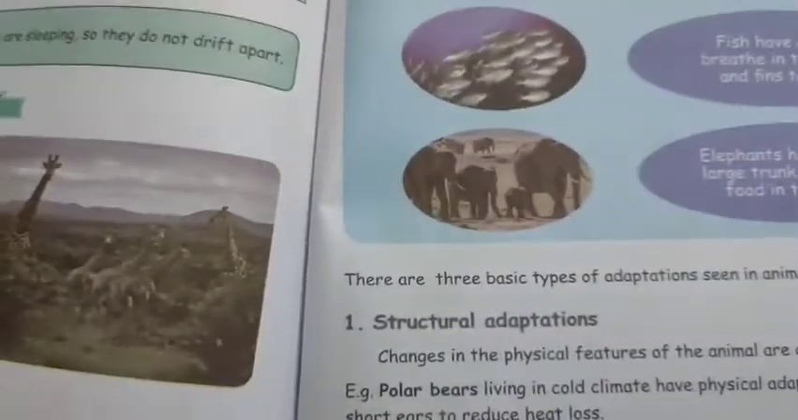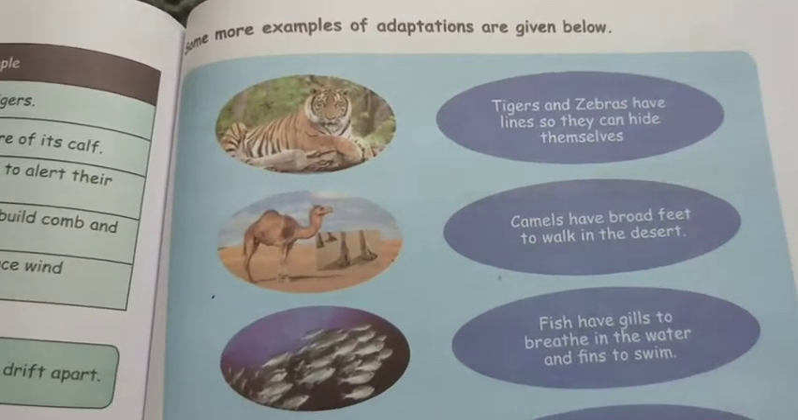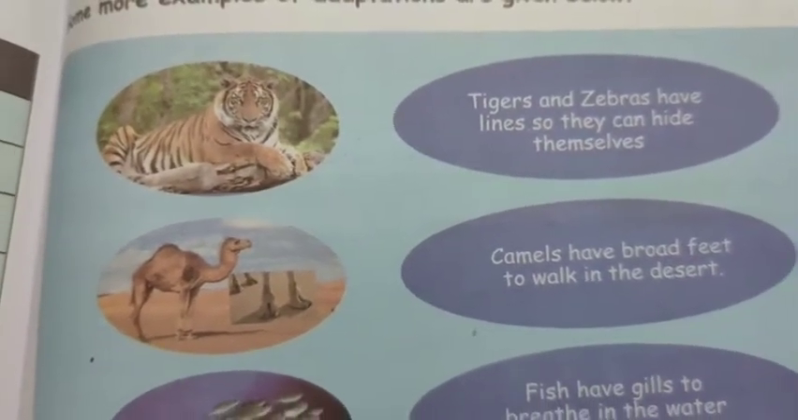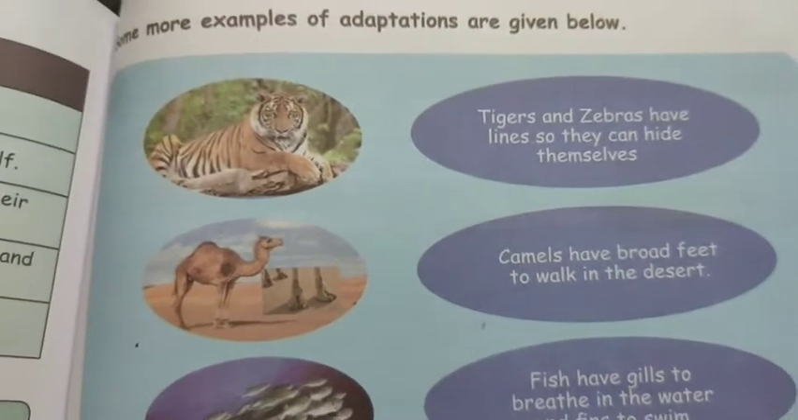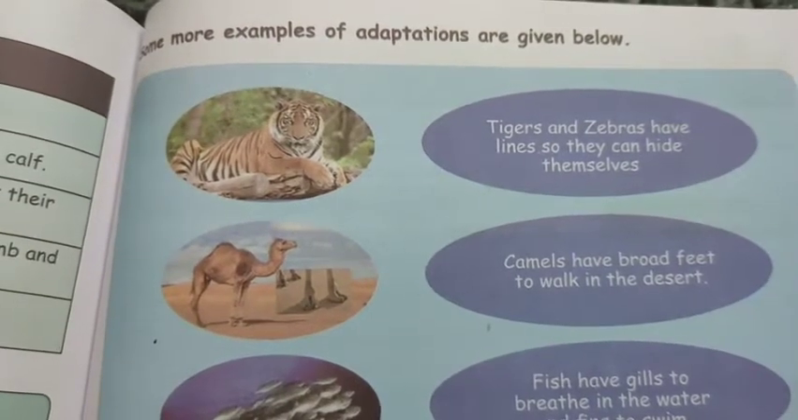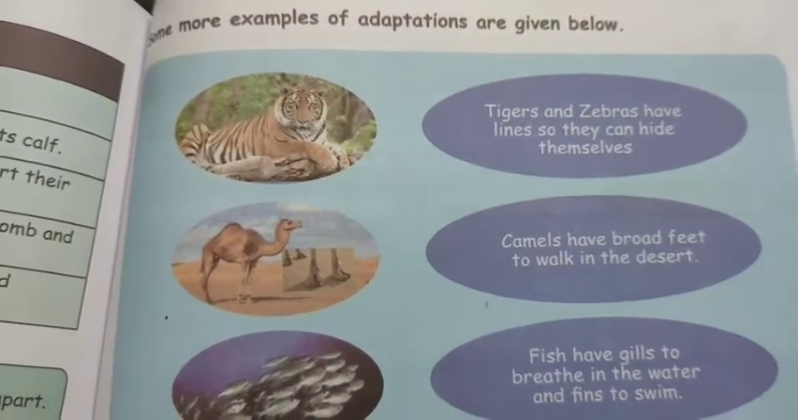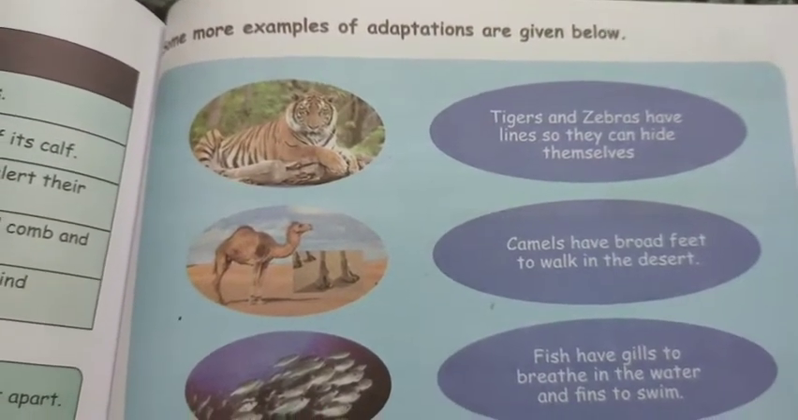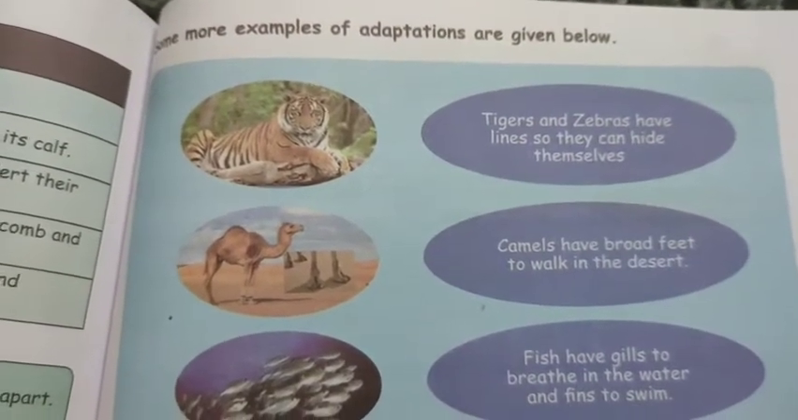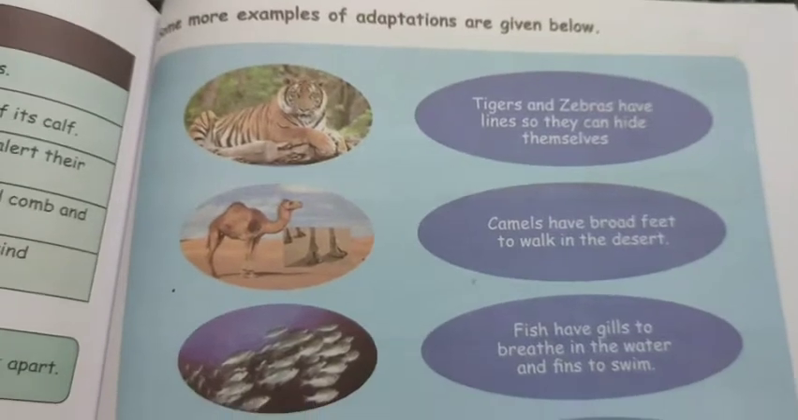Next one, page number 81. Some more examples of adaptations are given below. The first picture is a tiger, right? Tigers and zebras have lines so they can hide themselves. Which animals have lines throughout their body? Tigers and zebras. Why? So that they can hide themselves. If any enemies attack them, they will hide themselves in the bushes, with their body fully lined. So this is also one type of adaptation.